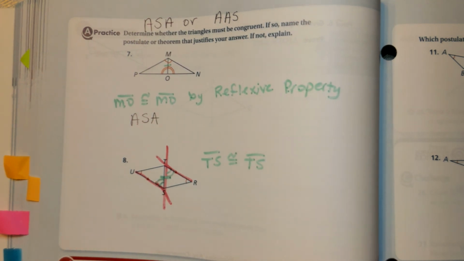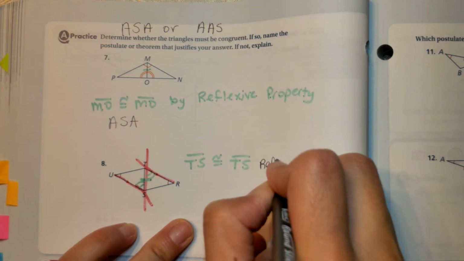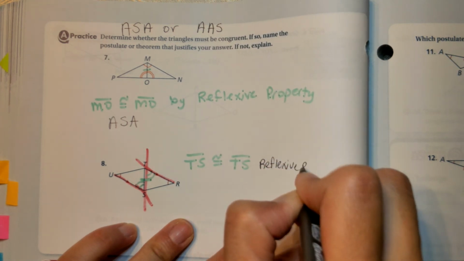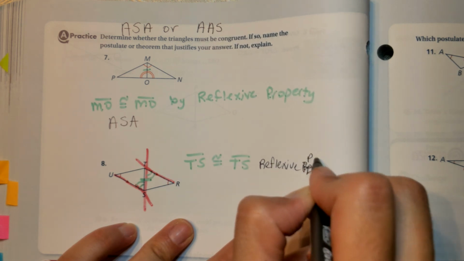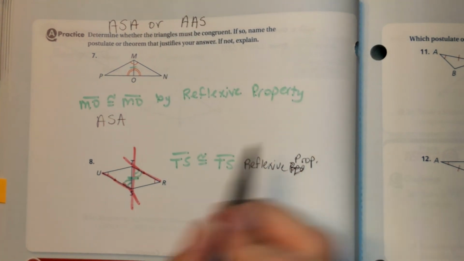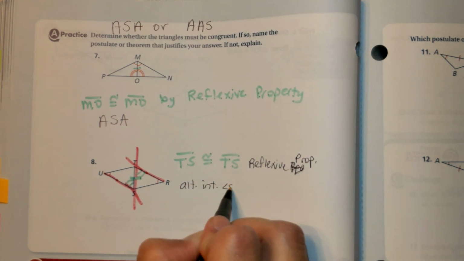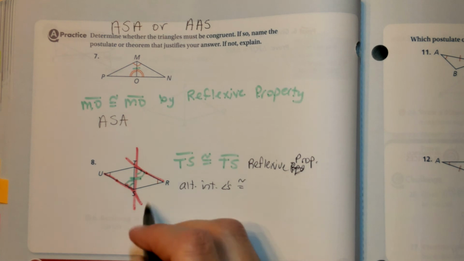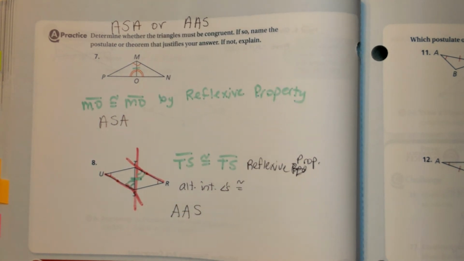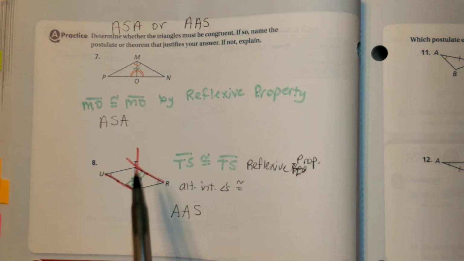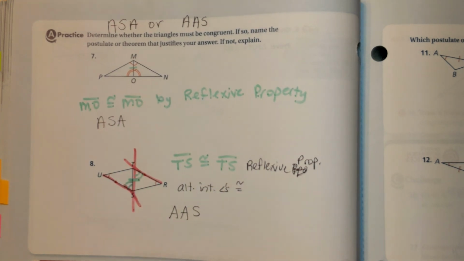Okay, so we had a shared side by reflexive property. Reflexive property. Whoa, I can't write like this. Okay, reflexive property. But then we also had alternate interior angles congruent. So it was angle, angle, side. So the order of the angles and the side matters. Here it was angle, side, angle, and then here it's angle, angle, side.